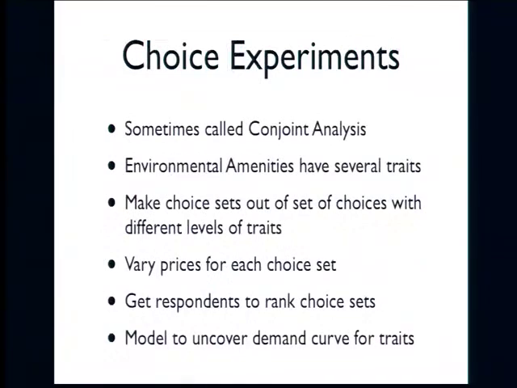So the second area in stated preference models can be motivated by this question of discrete choices, and this is where we're going to try and elicit people's valuation, elicit people's demand curves by giving them sets of choices. I think in the book it's called conjoint analysis. Sometimes they're called choice experiments. Sometimes they're called discrete choice experiments.